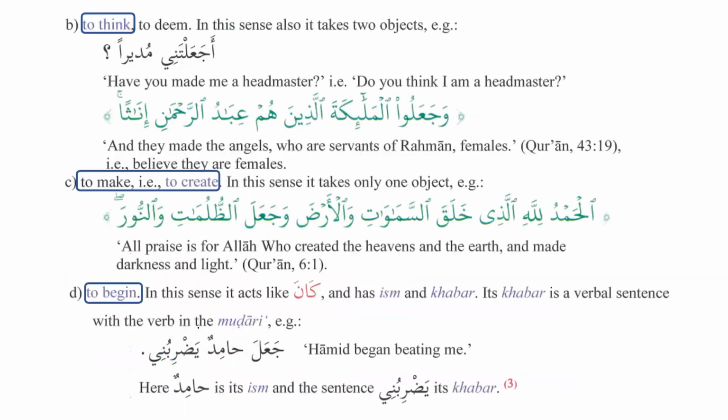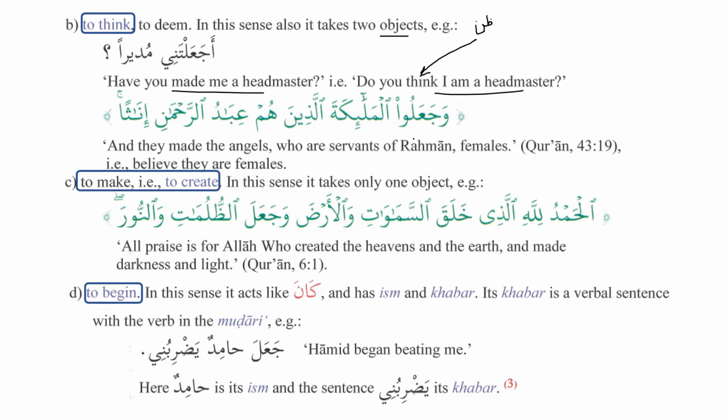Then we have it gives the meaning of to think. So in this case, it gives the meaning of dhanna. Dhanna, so to deem. In this sense, it also takes two objects. Aja'altani mudiran, have you made me a headmaster? Do you think I am a headmaster? So the meaning will be, do you think I am a headmaster? And we know that dhanna also means to think as well.